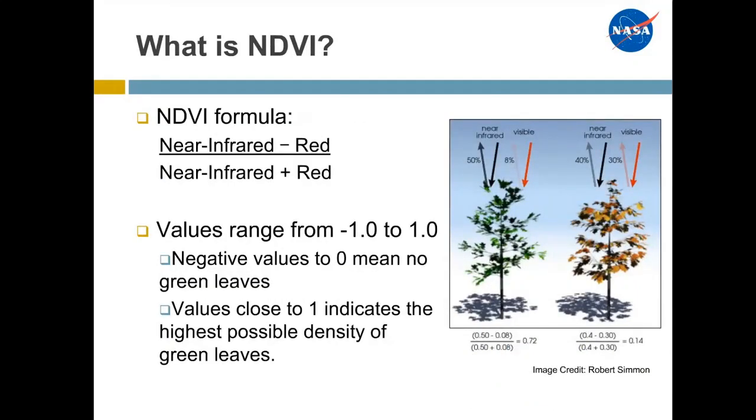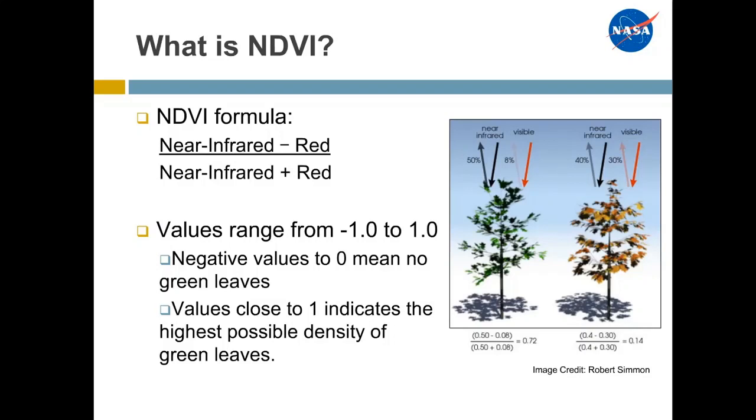As I just mentioned, NDVI is the relationship between the red and the near-infrared wavelengths. The actual formula is specified here. It's the near-infrared minus the red divided by the near-infrared plus the red. The values of NDVI for an individual pixel range from -1 to 1.